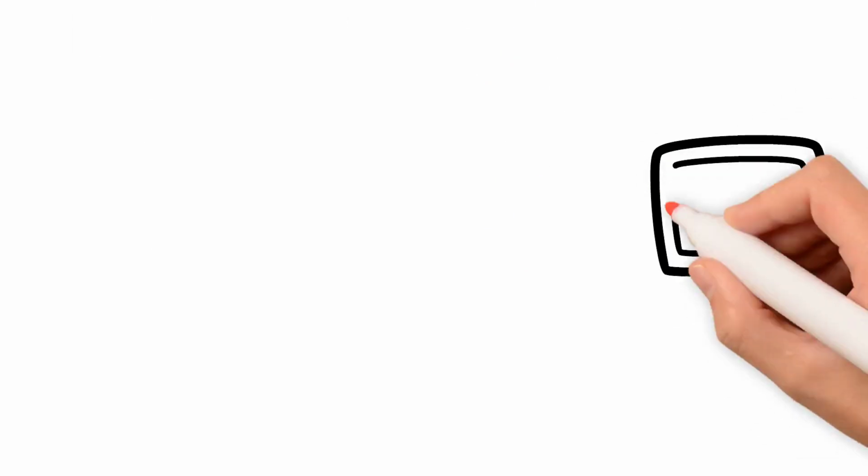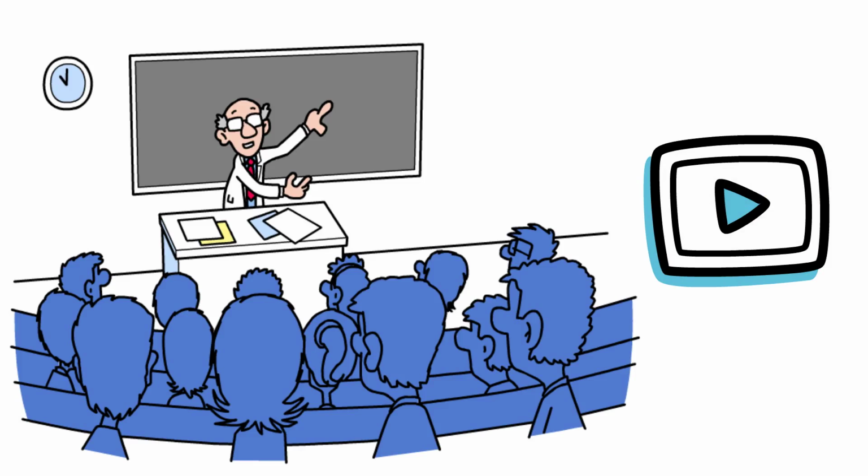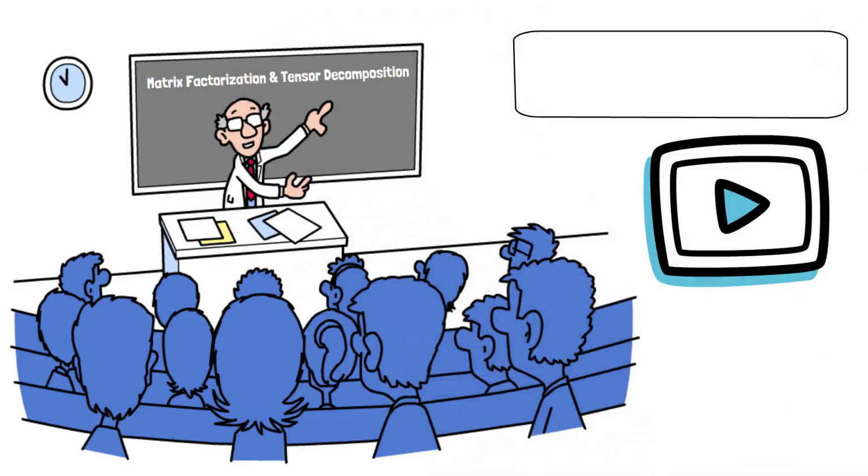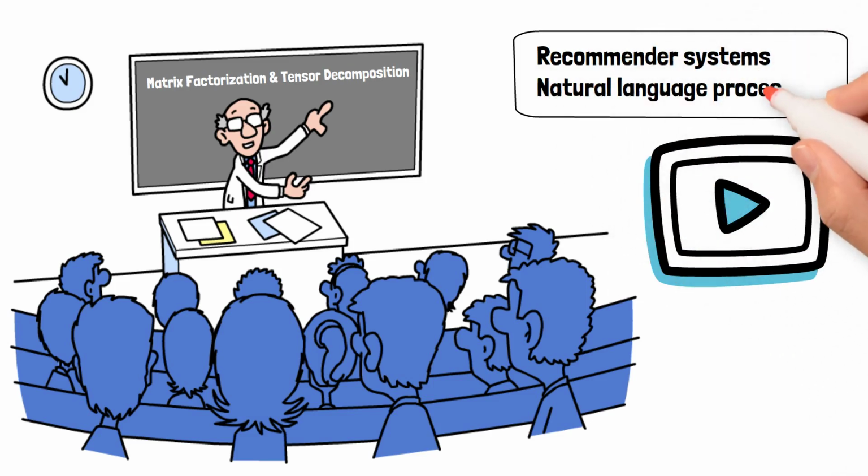In our next episode, we'll move into something very practical and powerful: matrix factorization and tensor decomposition, the math behind recommender systems, natural language processing, and some of the most successful algorithms in data science.